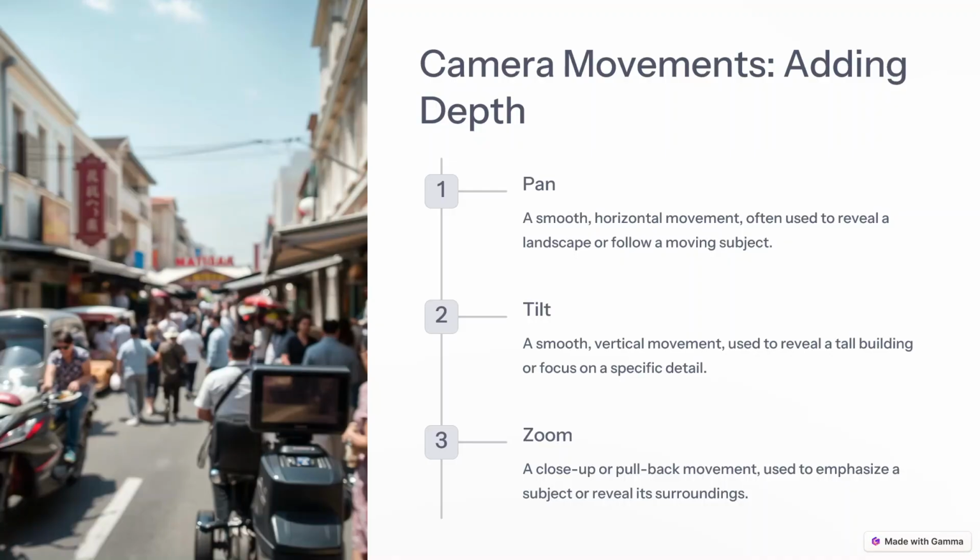Then we have the zooming. I'm sure most of us have come across zooming. So to zoom, it's a close-up or a pull-back movement. It's used to emphasize the subject or review its surroundings. So something which is very far, you can zoom it in or zoom it out.